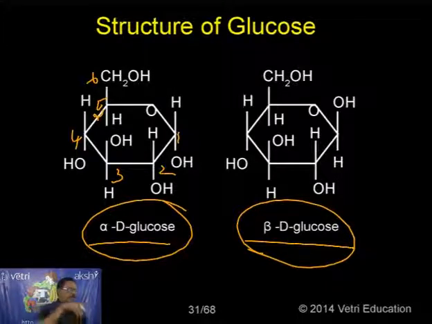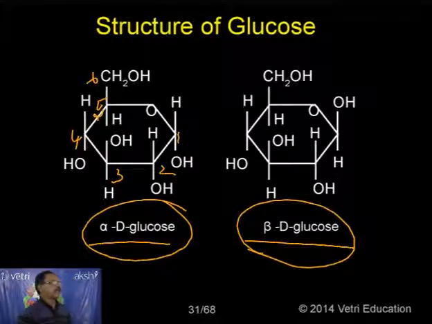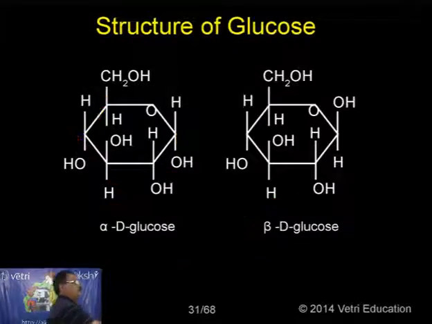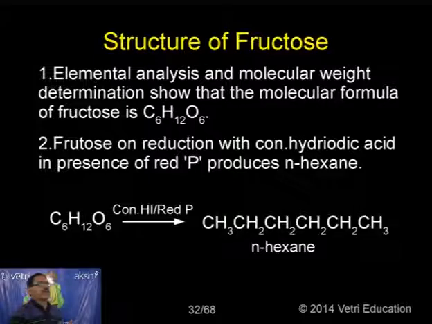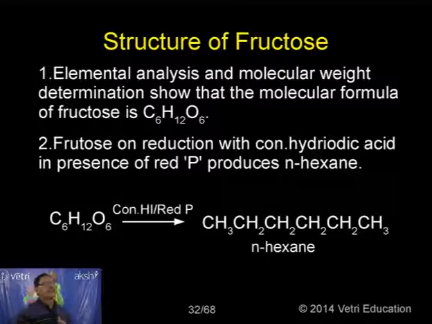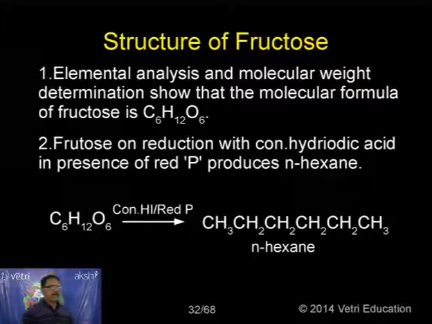If the OH group is below the ring, it is alpha-D-glucose. Above the ring, it is beta-D-glucose. So glucose exists in two forms, alpha-D-glucose and beta-D-glucose. These two glucoses we'll call anomers; we'll be discussing that later. So alpha-D-glucose and beta-D-glucose are called anomers. Okay, so far what I have discussed is the structure of glucose.